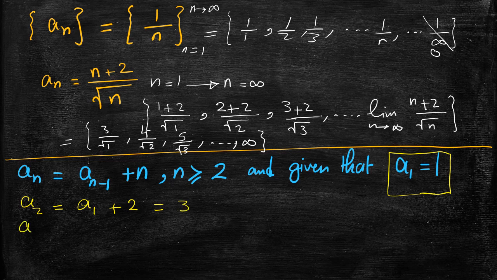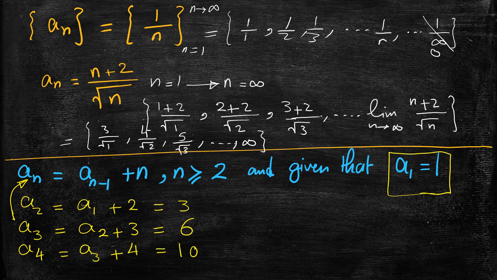And then if I need to get a3, this will be equal, again from the same equation, which is this recurrence relation. This will be a2 plus 3, which will be 6. For example, one more time, a4 at n equal 4 will be a3 plus 4. This will be 10. So if I need to rewrite this as a sequence, this will be 1, 3, 6, 10. I'm going this way.